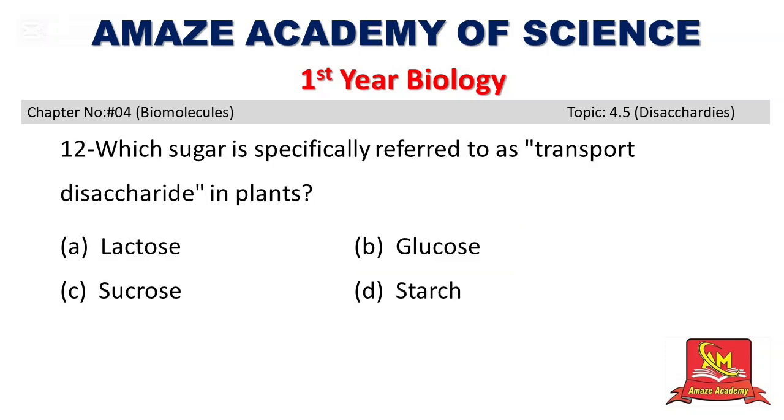MCQ 12. Which sugar is called the transport disaccharide in plants? Option A, lactose, Option B, glucose, Option C, sucrose, Option D, starch. Correct answer is Option C, sucrose.